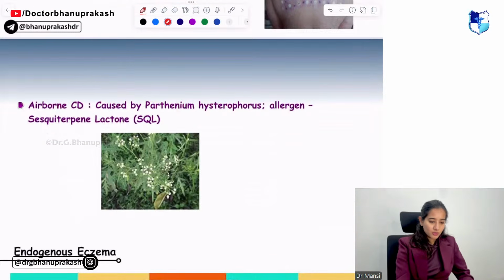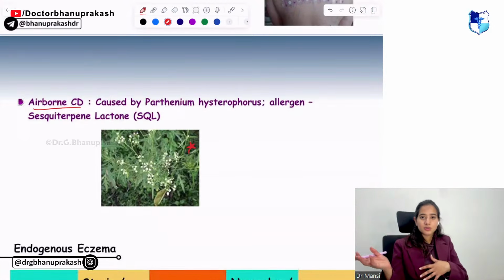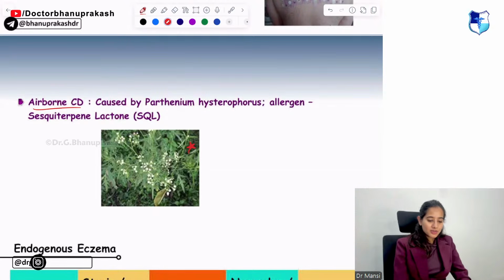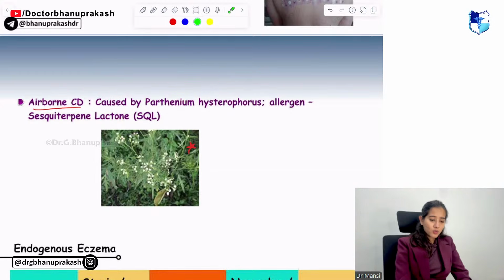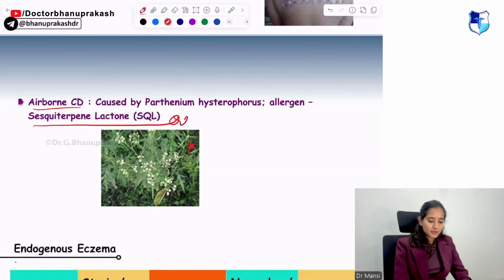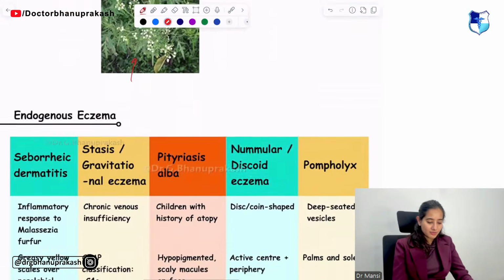Let us now move to airborne, another exogenous variant. Obviously the airborne contact dermatitis from this plant is also exogenous in origin. It is caused by Parthenium hysterophorus, also called Congress grass. What is the allergen in it? You have to remember this as well. Sesquiterpene lactone is the allergen, and it is airborne because this Congress grass throws the sesquiterpene lactone in the air, which can cause this kind of infection.